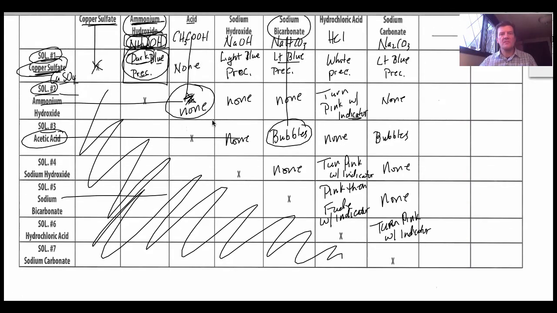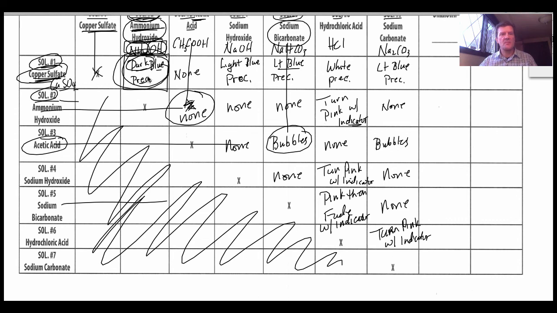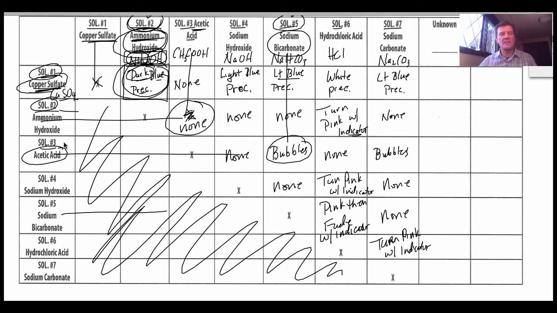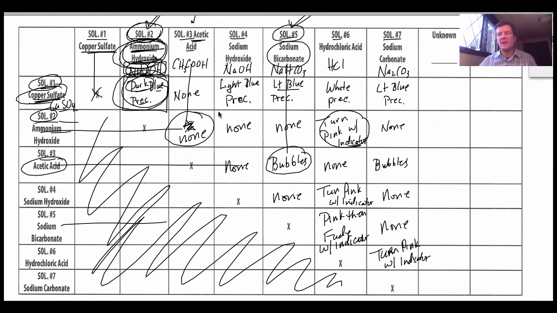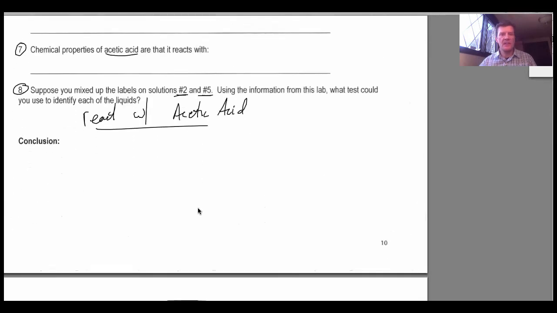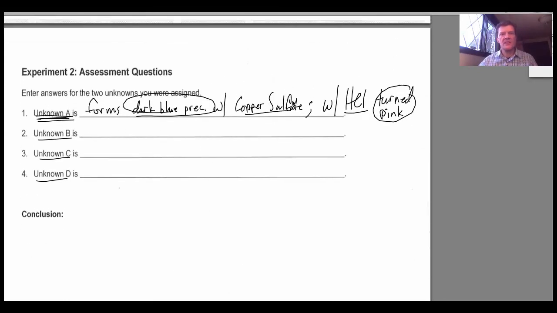So right here, I look at this, dark blue precipitate when combined with copper sulfate and turned pink, and I notice that also happened. I'm leaning toward ammonium hydroxide, so let's see what happens here. Ammonium hydroxide with HCl, yep, turned pink. So I have concluded that I probably have ammonium hydroxide as my unknown A. All right, see how that works? So unknown A is, I'm going to put it down here, ammonium hydroxide.